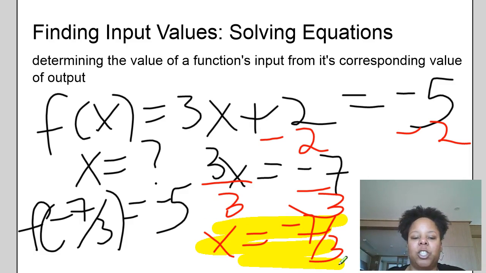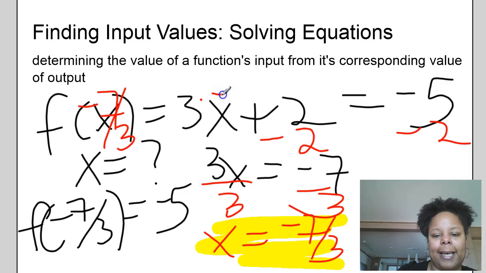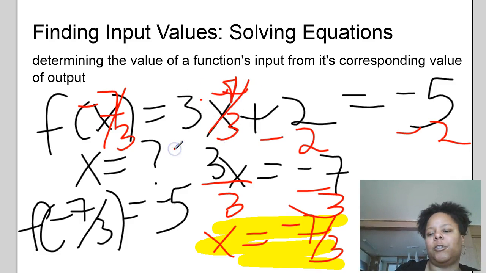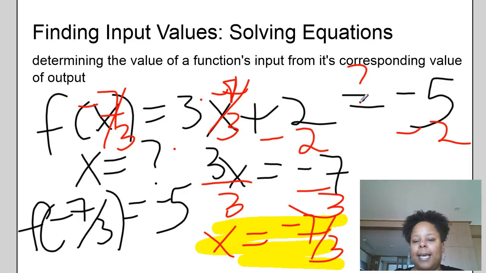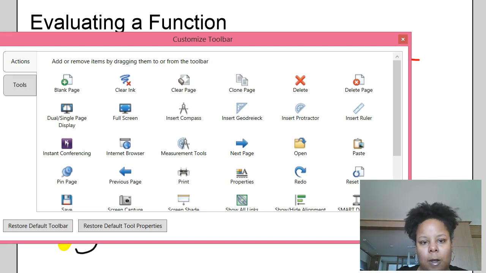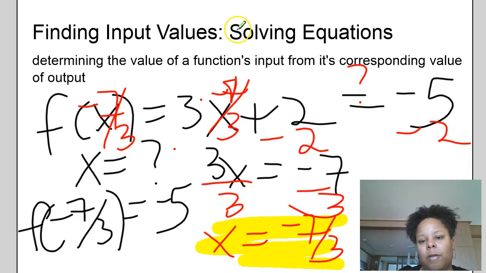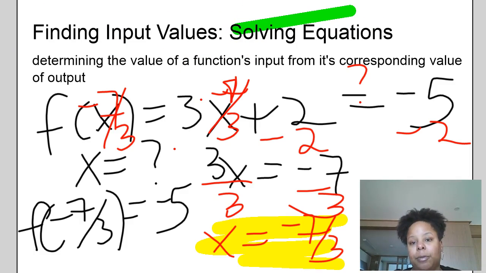Even though negative 7/3 is our solution, we can check it by plugging it back into the original function and calculating, sorry it's so messy, to see if we actually get negative 5. And in this case, we will get negative 5. I know the algebra was very simple, but I want you to focus on the definition and the vocabulary, which involves evaluating a function, and then, after evaluating the function, solving an equation to be more specific. And solving an equation is the same thing as finding input values.